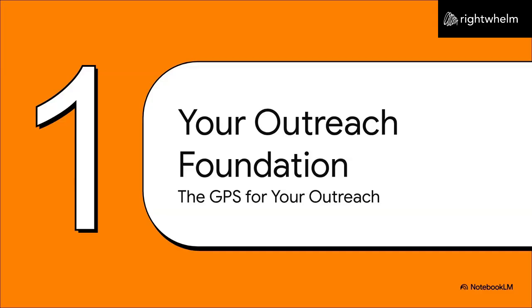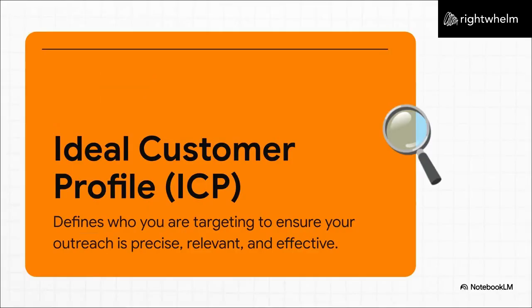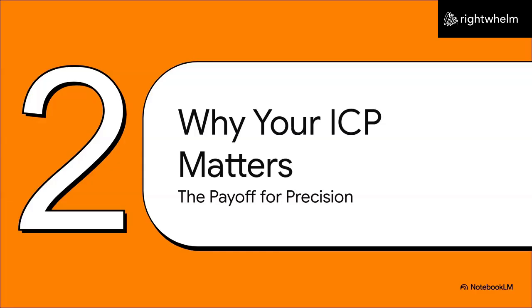I want you to think of your ICP as the GPS for your entire outreach strategy. Seriously, without it, you're just driving completely blind, hoping you end up somewhere good. And that word precise is super important here. An ICP isn't some vague guess. It's a laser-focused, crystal-clear description of the company that gets the absolute most value from what you offer. And that precision, that's the difference between sending a message that feels relevant and helpful and just sending another piece of spam.